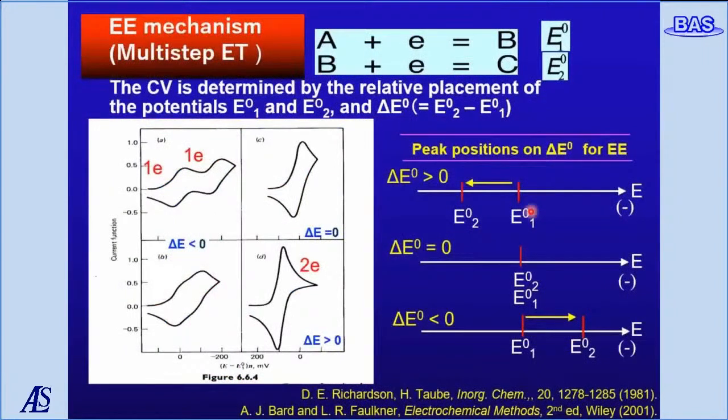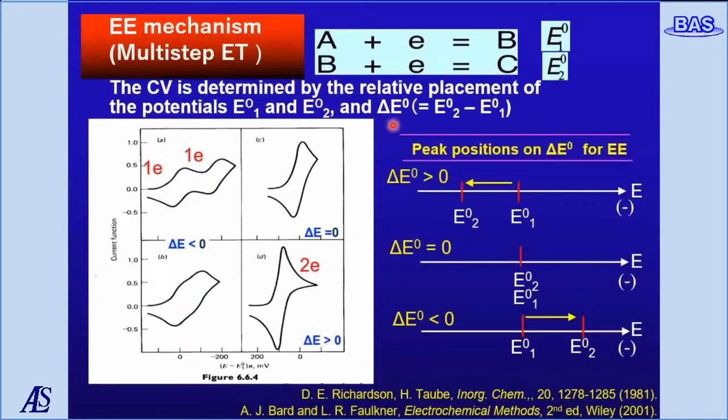We move to the EE mechanism for multi-step electron transfer processes. Please consider the two-step one-electron reduction of A. When both electron transfers are fast enough compared to the mass transport, the CV shape is determined by the potentials E1 and E2 and the potential difference delta E.